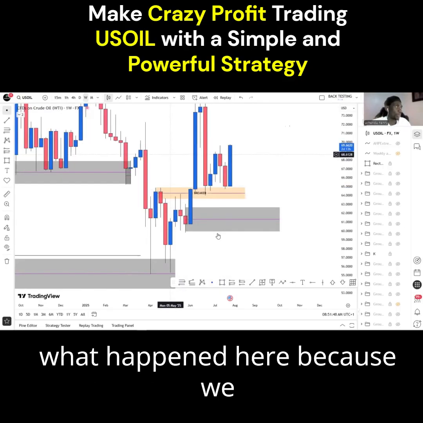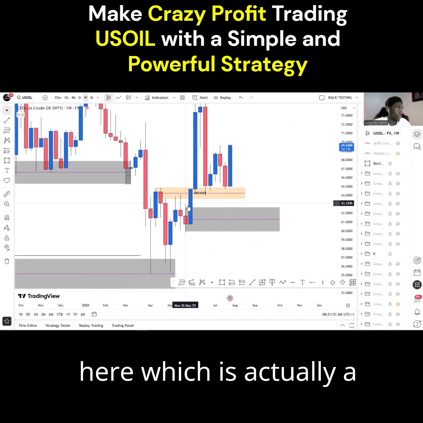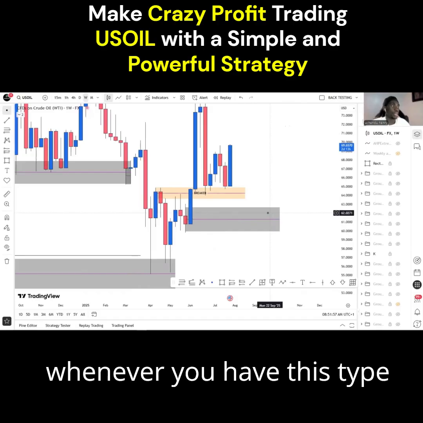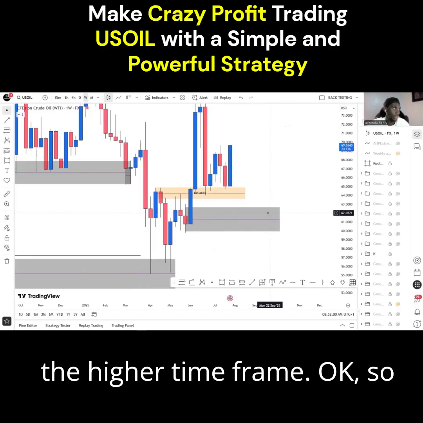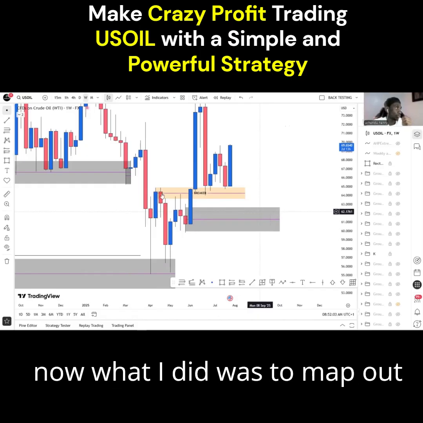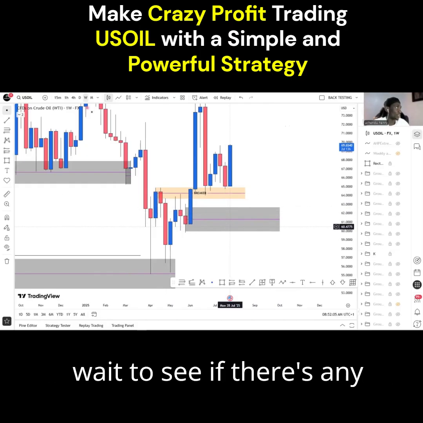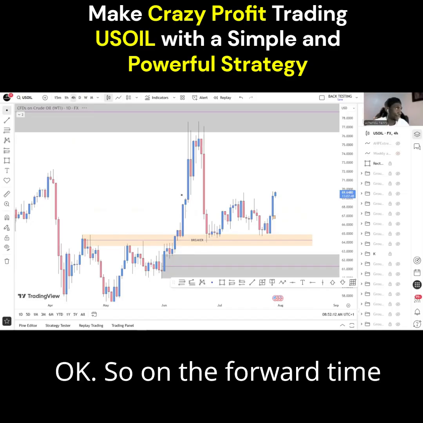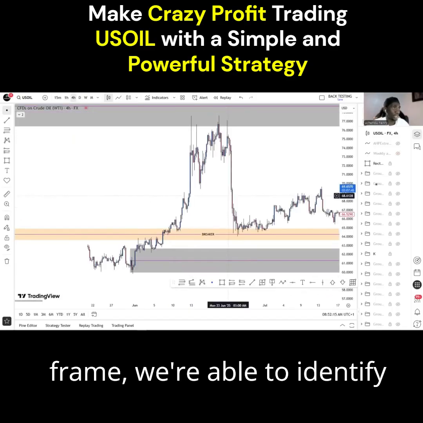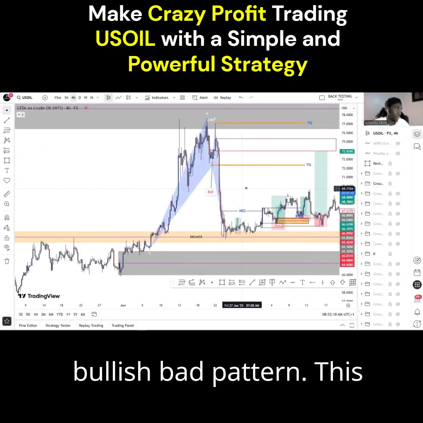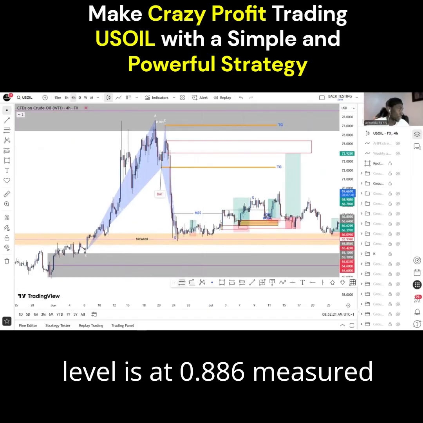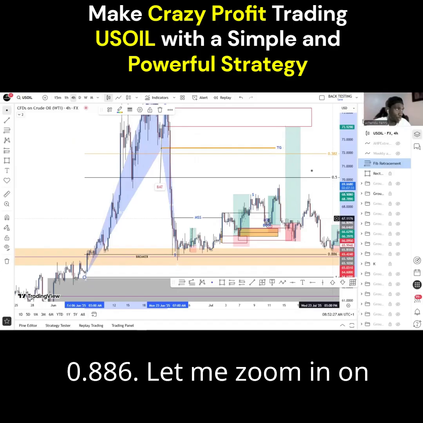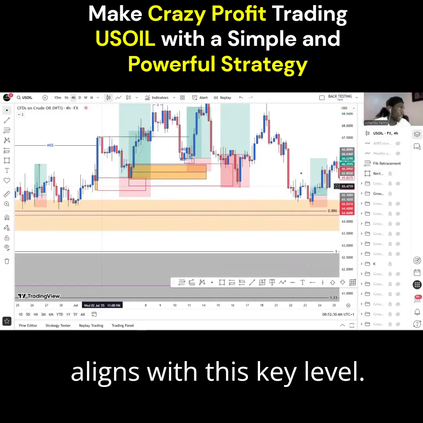But I'm going to talk about what happened here, because we also have another key level, which is a valid order block lying below here. This is what happens whenever you have conflicting key levels on the higher time frame. So what I did was map out this key level and this key level, and then wait to see if there's any kind of narrative or setup into that key level. On the four-hour time frame, we're able to identify a valid bullish BAT pattern. This level is at 0.886, measured from this point to this point. Let me zoom in on that. This is 0.886, which aligns with this key level.